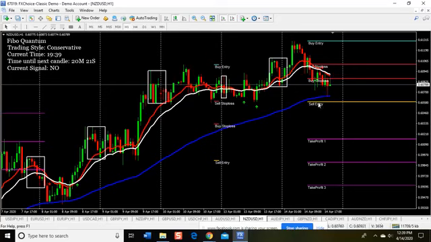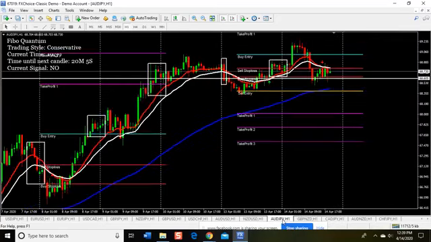NZD-USD, this is moving down right now. It's just kind of trending along here.